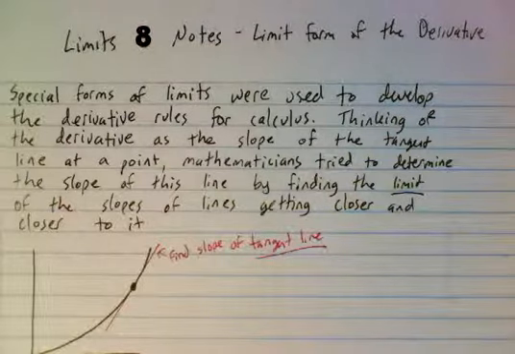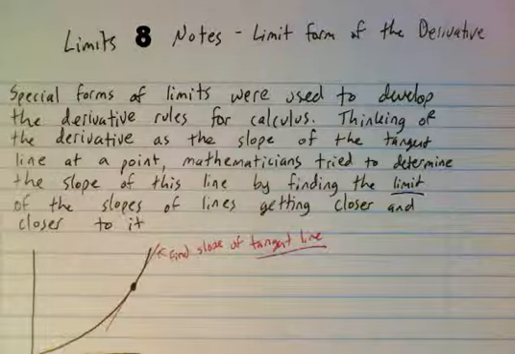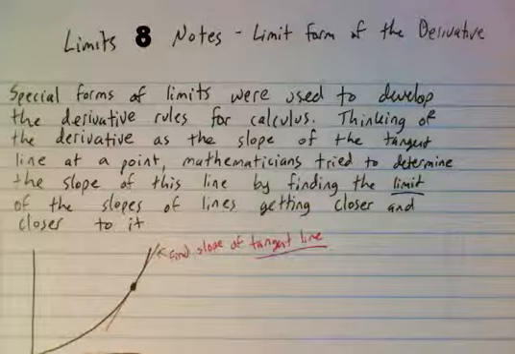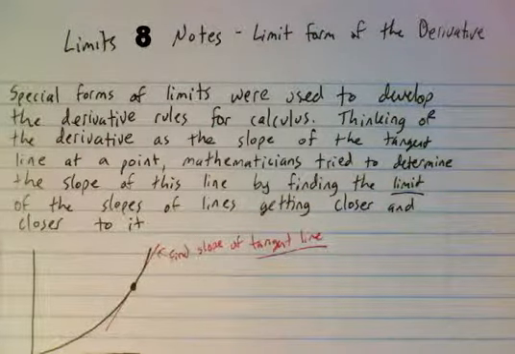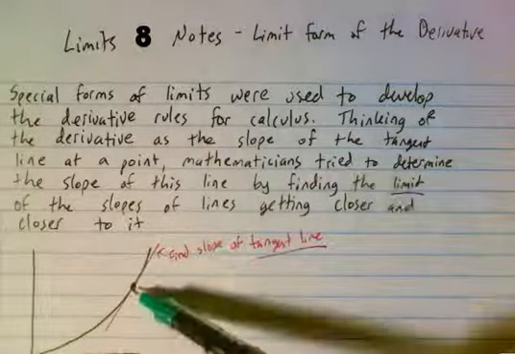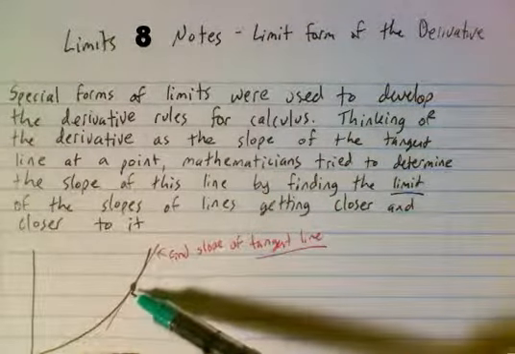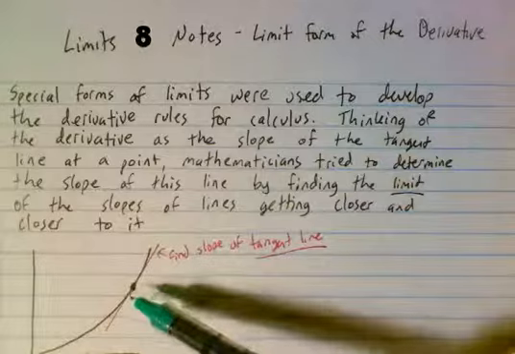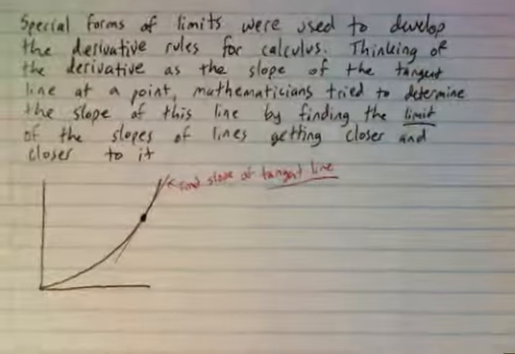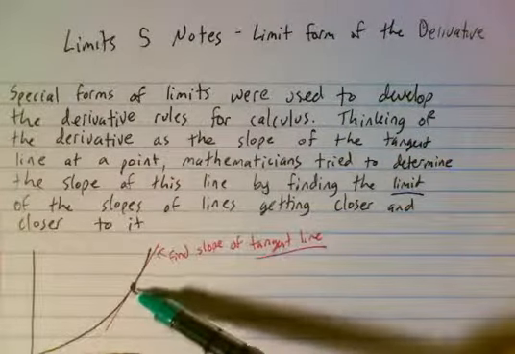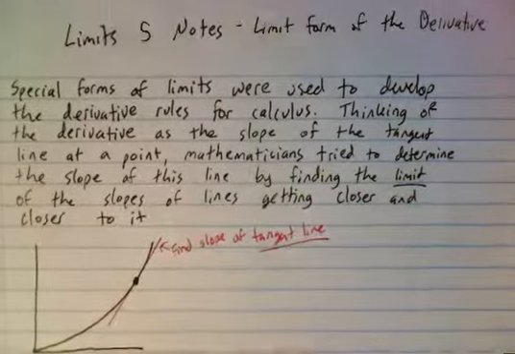So what was happening when the derivative rules were developed was that mathematicians were thinking of the derivative as the slope of the tangent line at a particular point. And so they tried to determine the slope of this line by finding the limit of the slopes of lines getting closer and closer to it. Because if we only have one dot, we can't find the rise over run just at that dot because we can't go up or over.